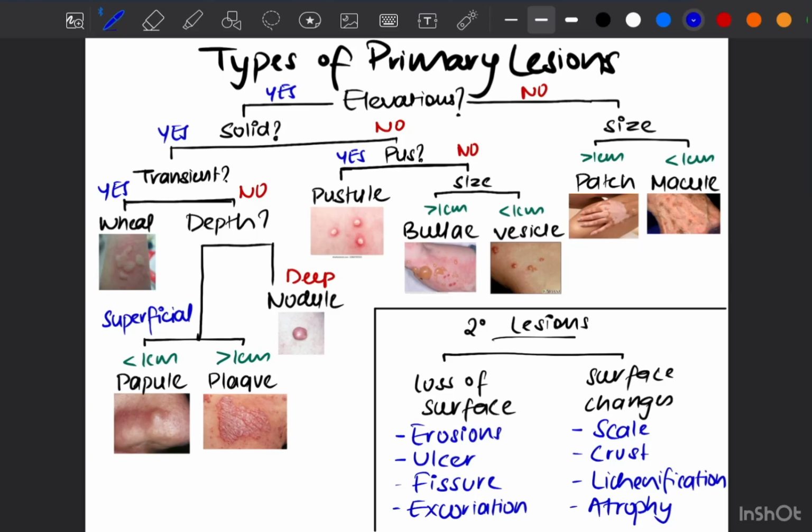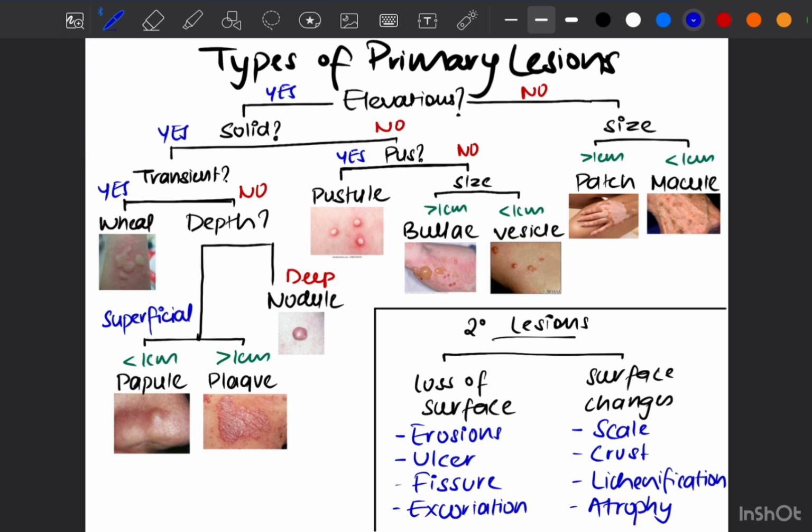If we talk about skin lesions, they are primarily divided into primary lesions and secondary lesions. Primary lesions are initial and a direct result of a disease in the skin. The secondary lesions are a development or a modification of primary lesions via an external force such as scratching or an infection. Primary lesions are divided by their characteristics, so we ask questions about their characteristics and classify them.